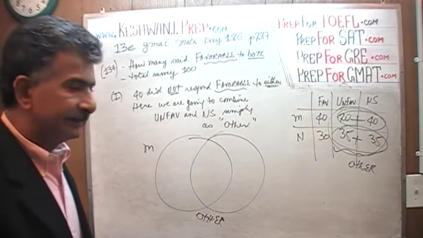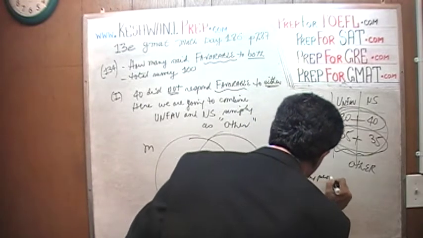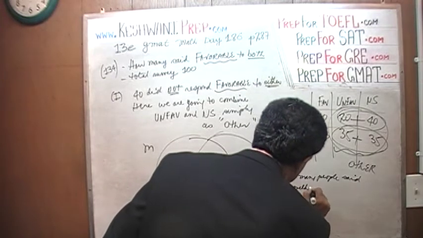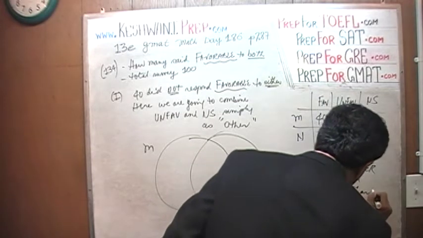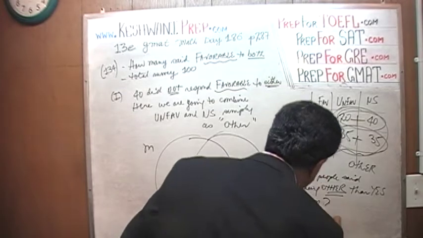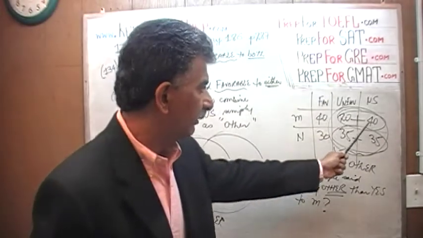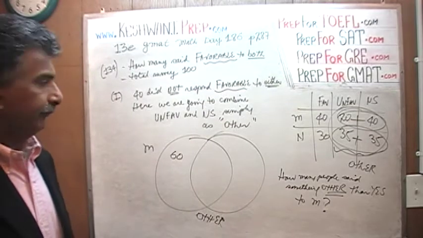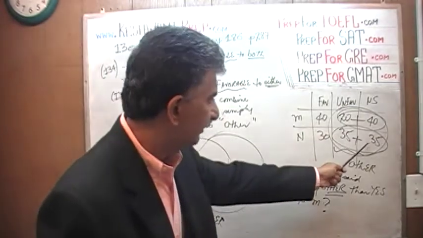How many people said something other than yes for M? The answer is 20 plus 40, 60 people said something other than yes for M. How many people said something other than yes for N? Well, that's 35 plus 35, 70.